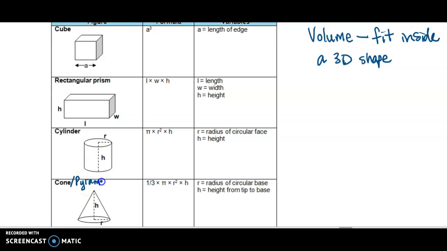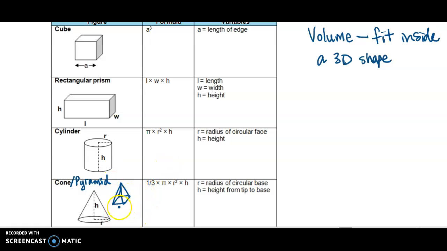Pyramid, I can't talk and spell at the same time. That's my problem. So here's a pyramid too. And a pyramid could look like this. It could have maybe a square base. Anything that comes to a point has this formula. So there's my little pyramid to give you an idea if you are confused about what that means.